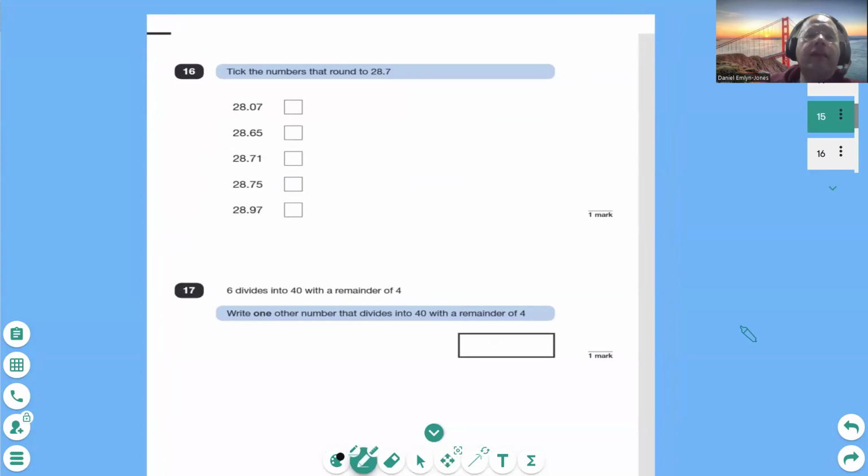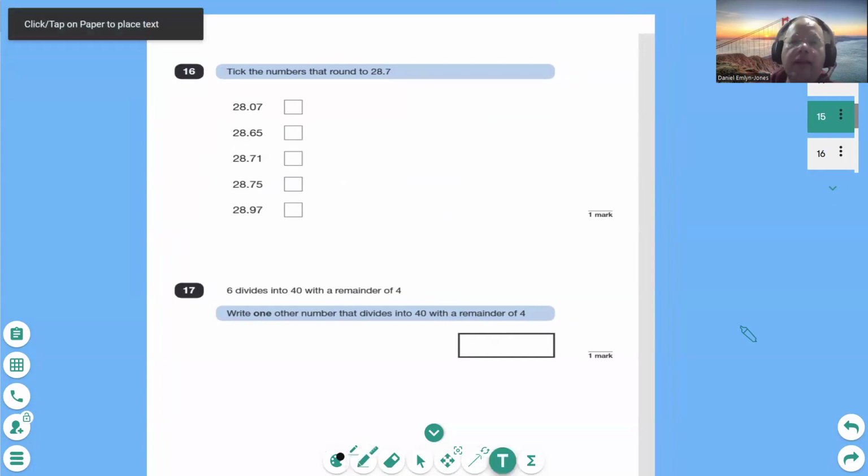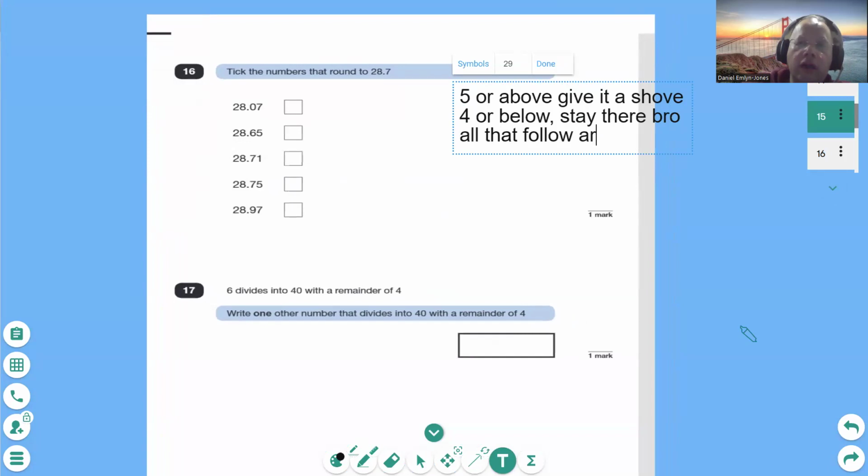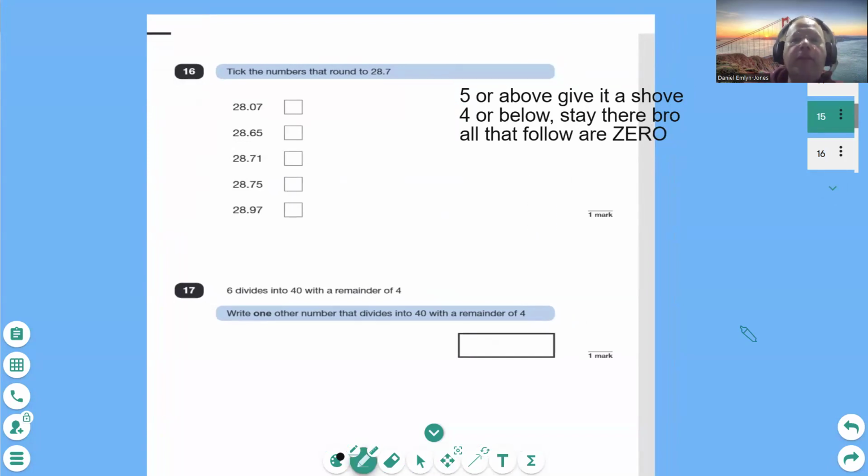Question 16: tick the numbers that round to 28.7. Okay. With rounding, I like to say, this is my saying: 5 or above, give it a shove. 4 or below, do the bro. All that follow are 0. So let's just apply that, shall we? I'll probably do a separate video on that at some point.